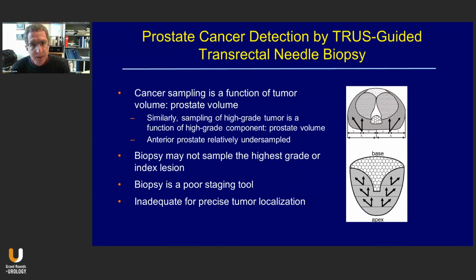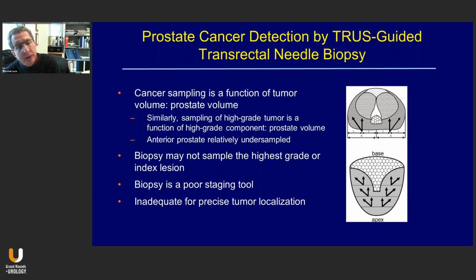So what about using TRUS biopsies to identify candidates for focal therapy? The problem is that cancer sampling with random systematic biopsies is a function of the tumor volume to prostate volume. So a large tumor in a small prostate is easy to hit with a needle, whereas a small tumor in a large prostate, not so much.